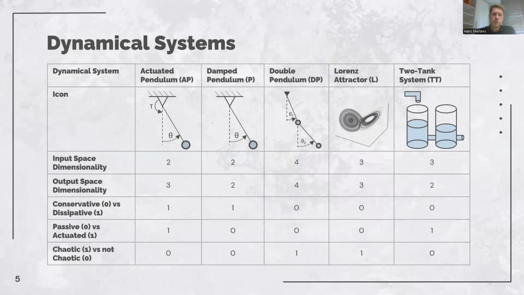For dynamical systems, we've looked at the actuated pendulum, the damped pendulum, double pendulum, the Lorenz attractor, and the two-tank system. So we have systems with different characteristics, with chaotic dynamics, non-chaotic dynamics. We have passive systems and actuated systems. We have systems with a smaller and larger input and output space dimensionality. We have systems with very simple dynamics like the damped pendulum, and also systems with complex dynamics like the double pendulum, which are generally quite difficult to learn for machine learning models.